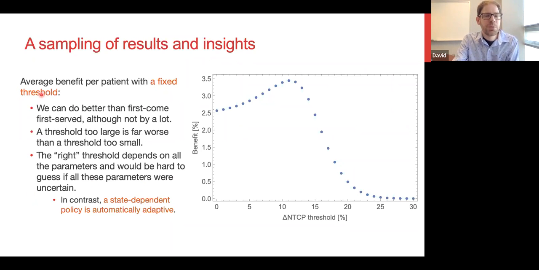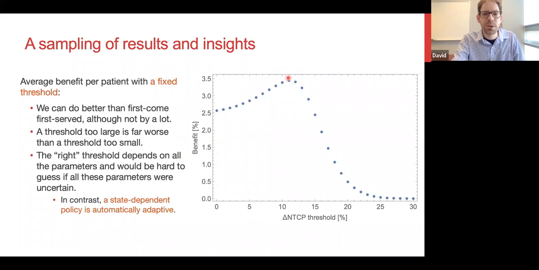So the average benefit for a fixed threshold, like I said, is very easy to simulate, but still it's worth doing because I think there are some insights which maybe in hindsight are obvious. So what we plot here is the benefit per patient. On average, how much is the difference in NTCP? And here on the left is the first come, first serve. And you can see it does get better if we raise that threshold. So it makes sense to raise the threshold.